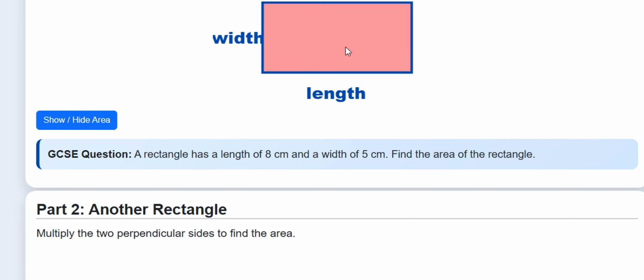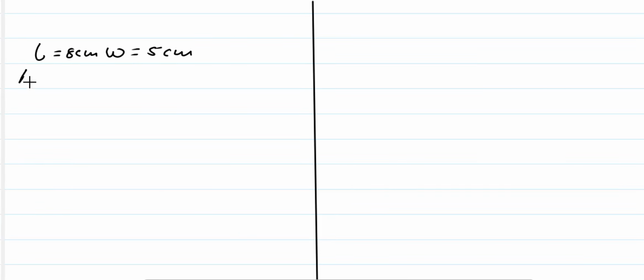Then from there, the area of a rectangle is given by the length multiplied by width. So here it will be length, which is 8 centimeters, multiplied by width, which is 5 centimeters. Then 8 by 5 will be 40.